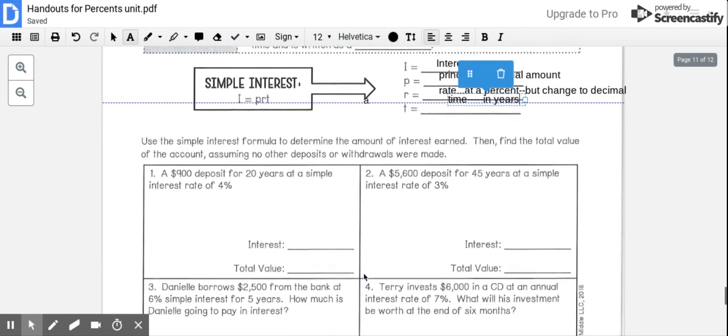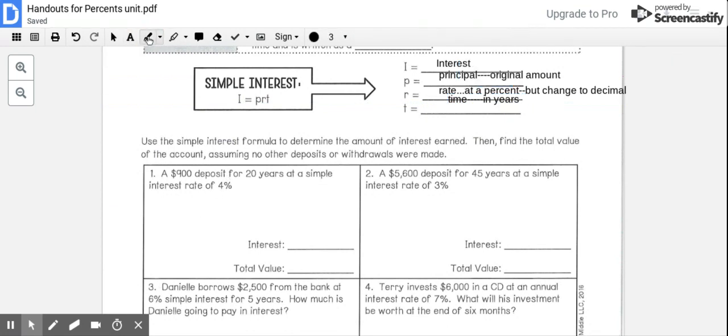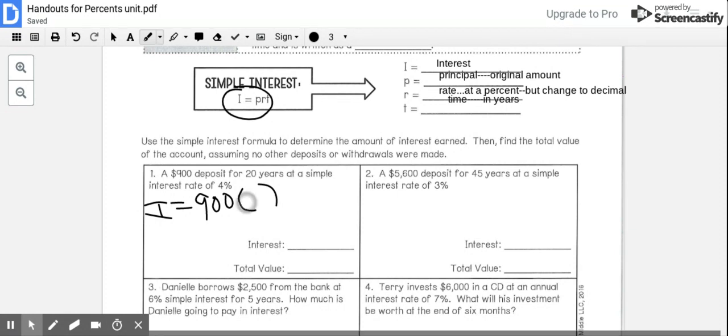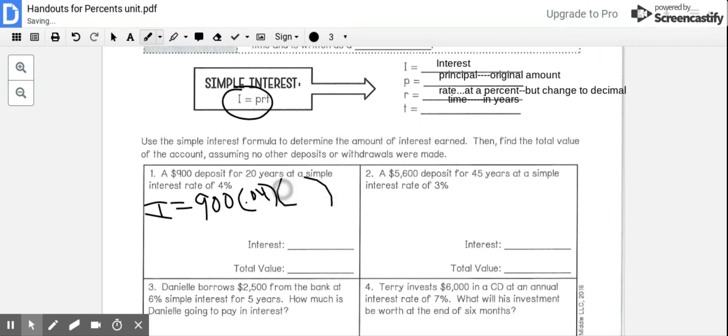So I like to write it out, especially when you're first learning it. We're going to use this formula. The interest on this one: a $900 deposit for 20 years, we're trying to find the interest. So I equals, the principal is 900, and I'm just going to put parentheses to represent times. The rate is 4%, so we have to move the decimal back 2 places. So it's 0.04, and then 20 years.